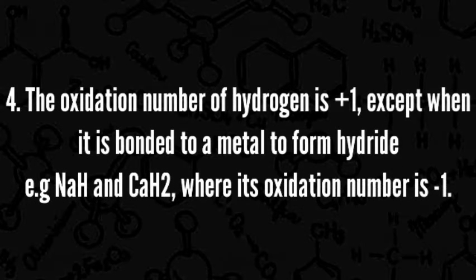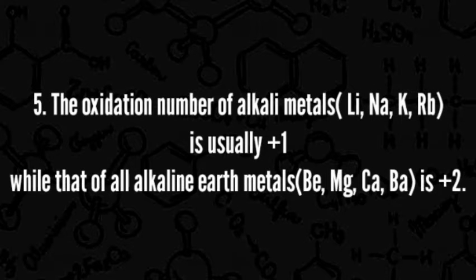4. The oxidation number of hydrogen is +1 except when it is bonded to a metal to form hydride, e.g. sodium hydride and calcium hydride, where its oxidation number is -1. So, hydrogen usually has an oxidation number of -1 in hydrides. 5. The oxidation number of all alkali metals, that is lithium, sodium, potassium and rubidium, is usually +1, while that of all alkaline earth metals, that is beryllium, magnesium, calcium, barium, is usually +2.